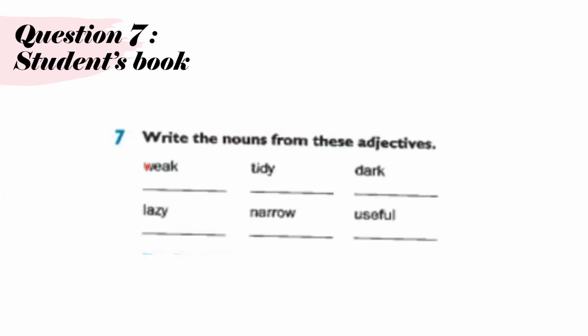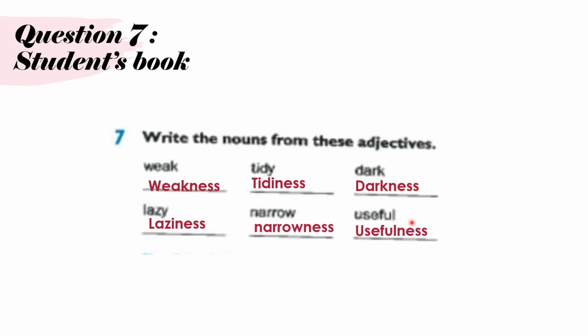Now, let's answer question number 7. Write the nouns from these adjectives. Weak, weakness. Tidy. This adjective ends in the letter Y, so if we want to add this suffix, we have to change the letter Y into I. Excellent. Tidiness. Dark, darkness. Lazy, this is the same as the adjective tidy. Laziness. Narrow, narrowness. Useful, usefulness.